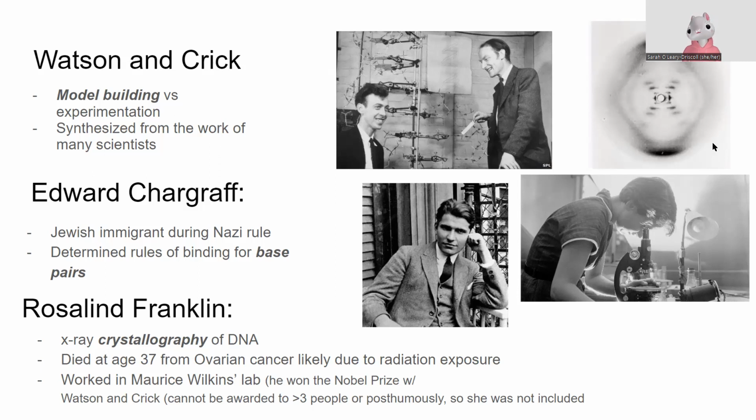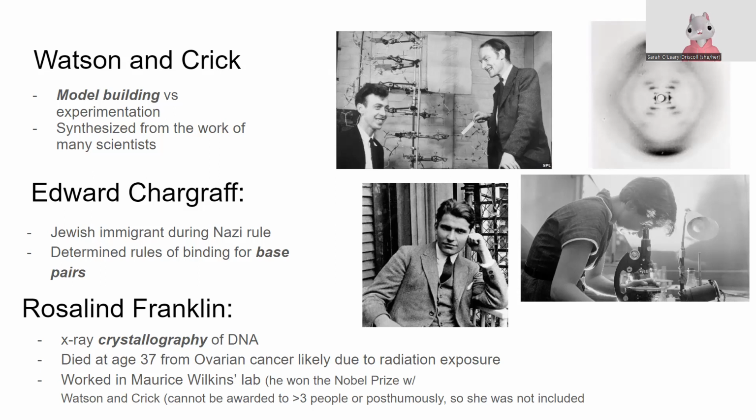A lot of people get up in arms about her not winning the Nobel Prize. But actually, one of the earlier things that happened was that Watson and Crick published their paper on the structure of DNA with her picture, this picture up on the right, and did not give her credit. The reason she didn't get the Nobel Prize was partially because of that. She worked in Maurice Wilkins's lab, and so he actually won the Nobel Prize. But also, the Nobel Prize cannot be awarded to more than 3 people or posthumously.